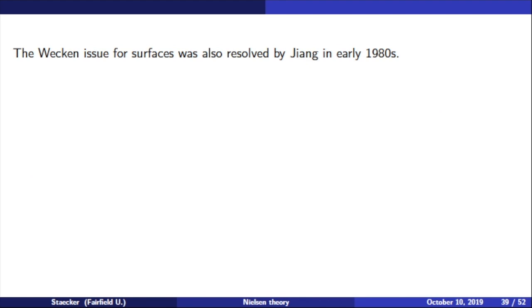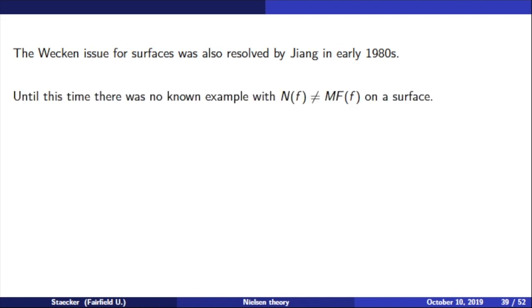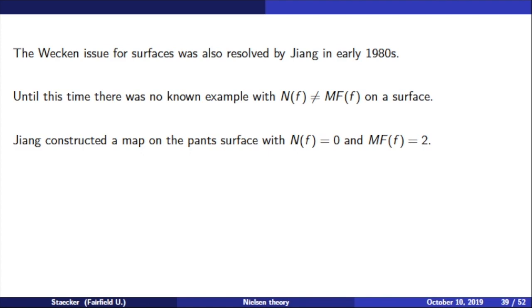This was also resolved by Jang in the early 1980s, and this was a big breakthrough when Jang figured this out. Until then, there was no known example where they are different on a surface, but actually it is possible on the surface for the Nielsen number to be different from the minimum number. So Jang made such a map on the pants surface, that is like a disk with two holes removed from it.